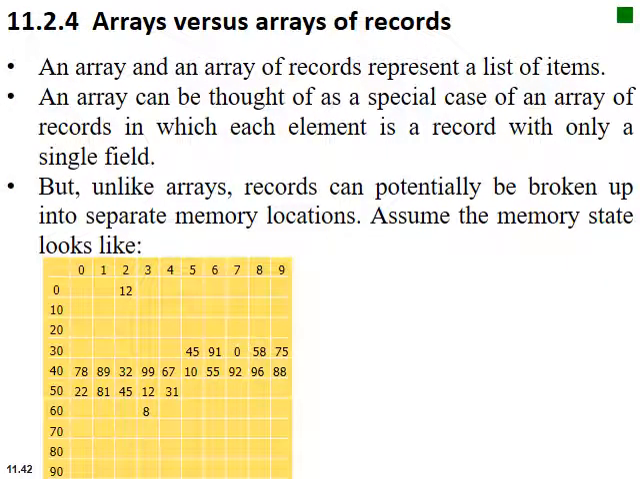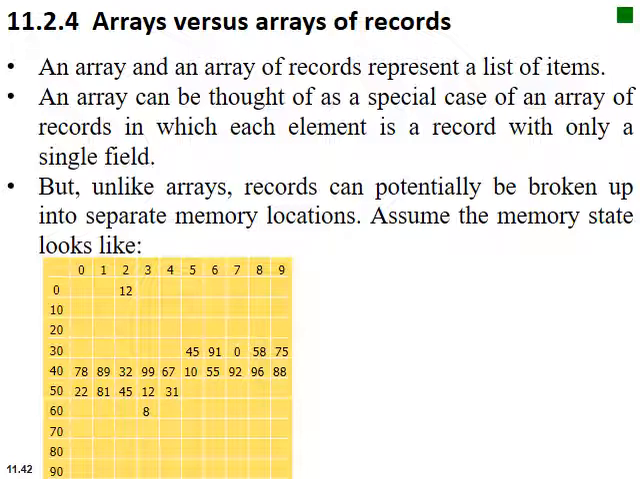All right, so an array and an array of records represent a list of items. We've seen that with the example so far. We can have an array of records. Now, an array can be thought of as a special case of an array of records, where each element is a record with only a single field. But unlike arrays, records can potentially be broken up into separate memory locations.